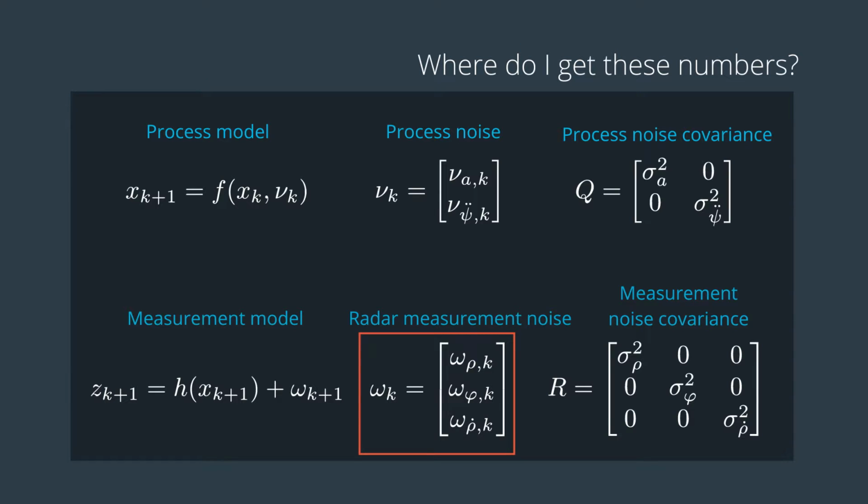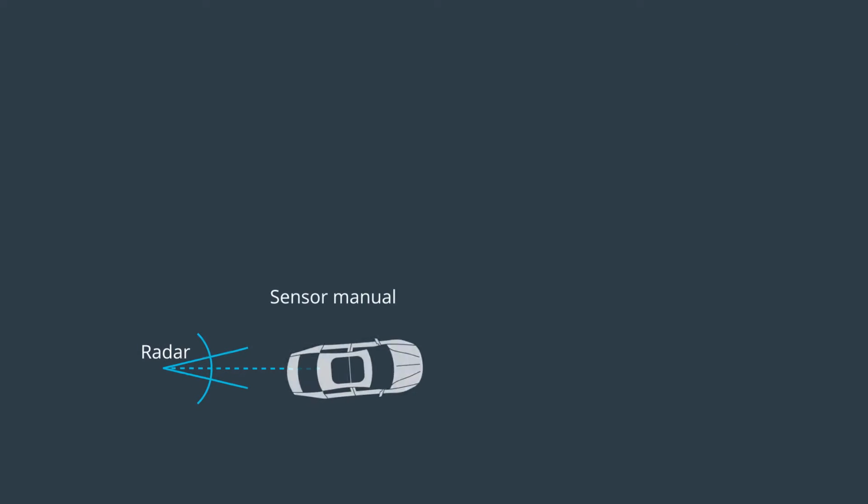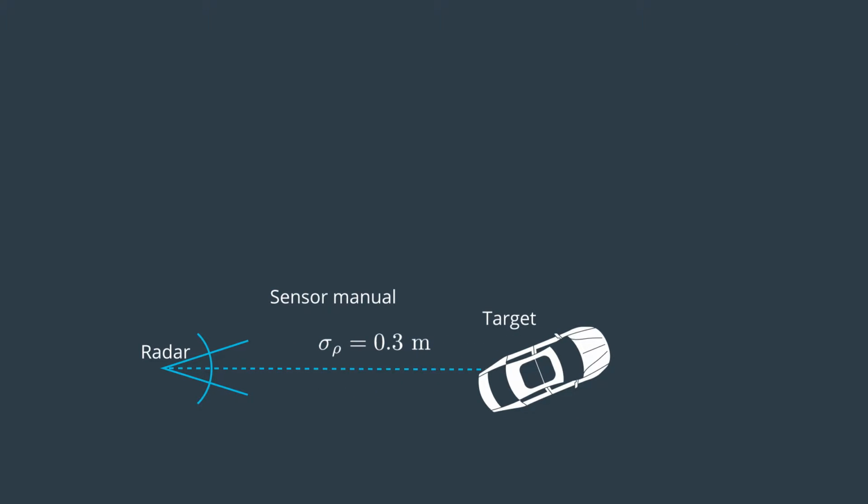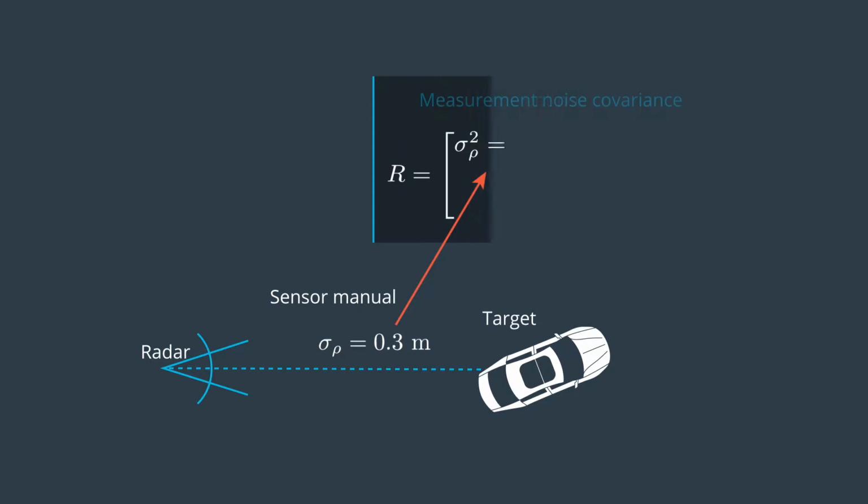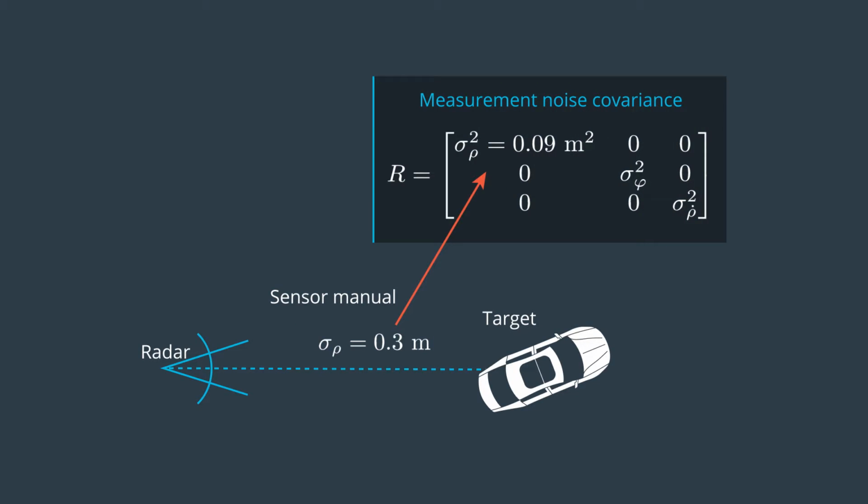Let's start with the measurement noise. This noise describes how precise the sensor can measure. It means we have to look into the sensor manual and see how precise the sensor is. For example, we might read the radar can measure the distance ρ with a standard deviation of 0.3 meters. This means we know the value for the variance sigma ρ squared, which is 0.09 meters squared. We also have to assume the noise is white and normally distributed, which is of course not true for some sensors.